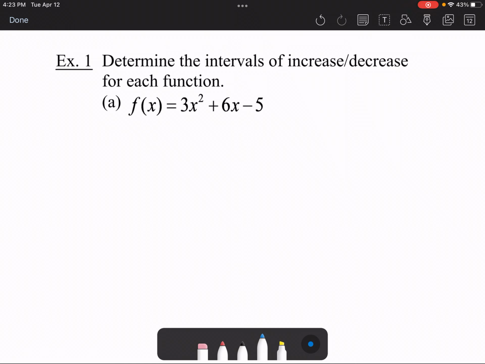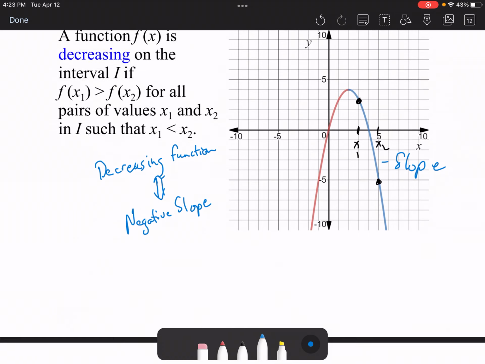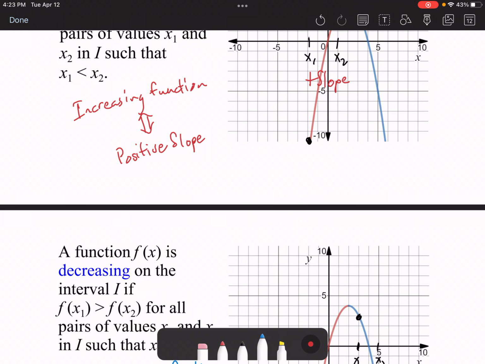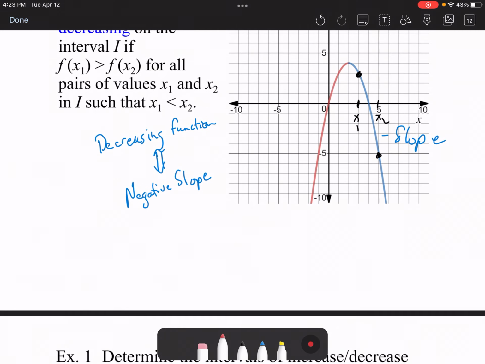So let's suppose we have this function right here. Let's suppose f of x is equal to 3x squared plus 6x minus 5. So all we have to do is find out where our derivative is positive and where our derivative is negative. So coming back here, when f prime of x is positive, or when f prime of x is negative.